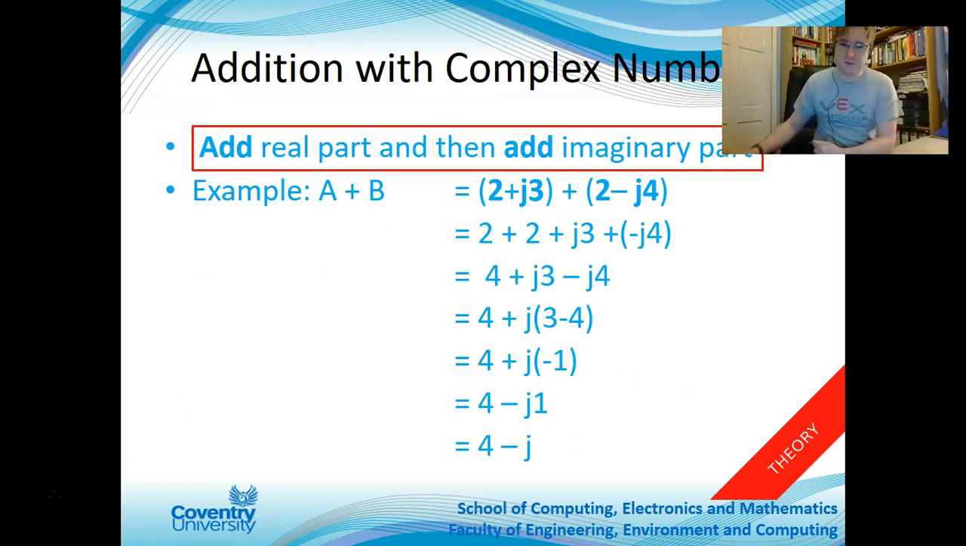So how do you add complex numbers? Basically, you just add the real parts together and add the imaginary parts together. So there's the 2 and the 2 there, and there's a j3 plus a minus j4. You just add those together and get your answer. It's that simple: adding the real parts together and adding the imaginary parts together.